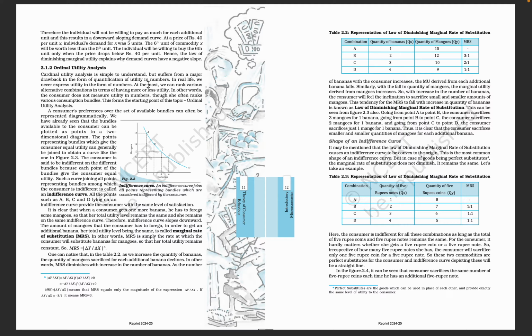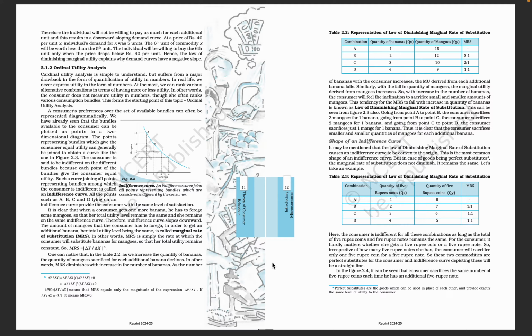One can notice that in table 2.2, as we increase the quantity of bananas, the quantity of mangoes sacrificed for each additional banana declines. In other words, MRS diminishes with increase in the number of bananas. As the number of bananas with the consumer increases, the MU derived from each additional banana falls. Similarly, with the fall in quantity of mangoes, the marginal utility derived from mangoes increases.